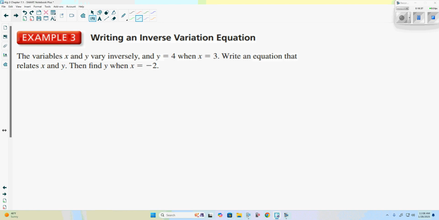The variables x and y vary inversely. And y is equal to 4 when x is equal to 3. Write an equation that relates x and y. Then find y when x is equal to negative 2. There's 2 parts of this, 2 answers. 1, we need to write an equation. And 2, we need to find y when x is negative 2.